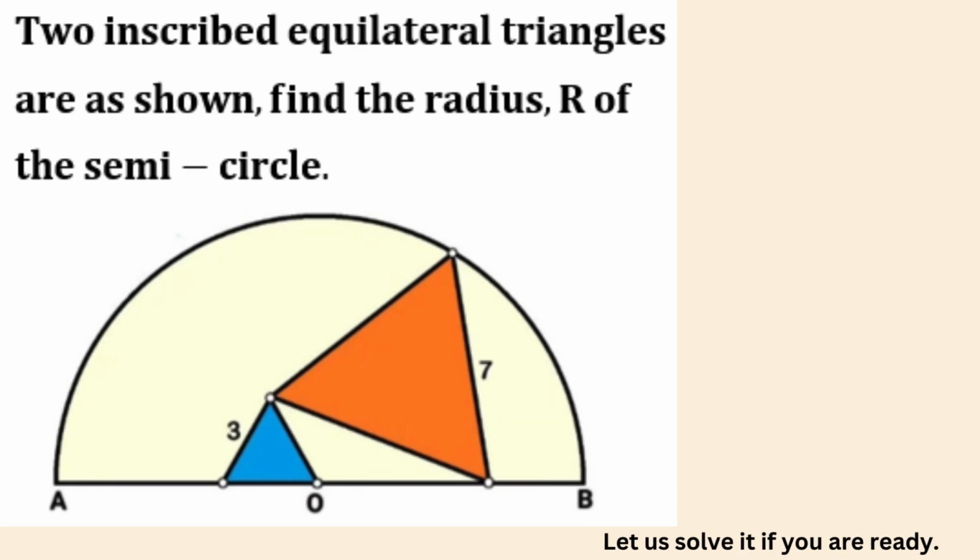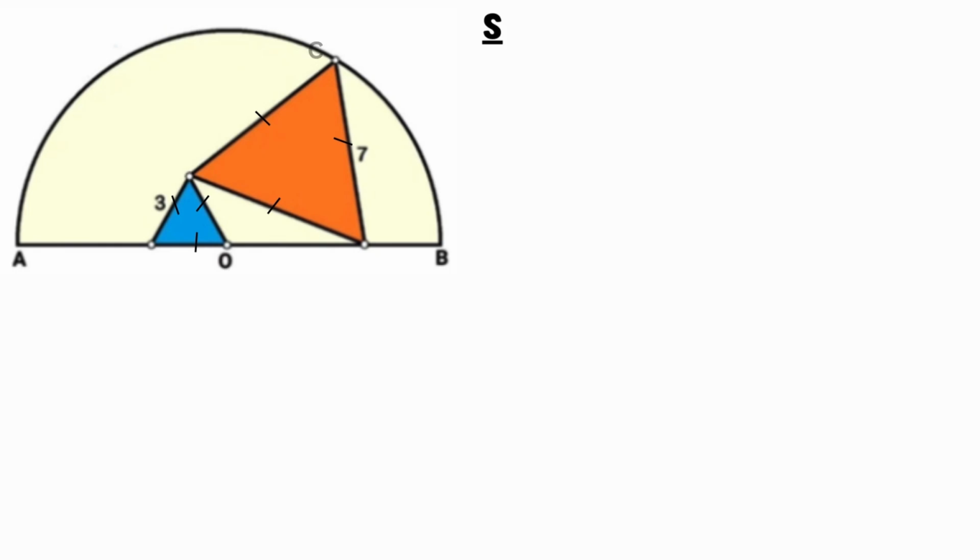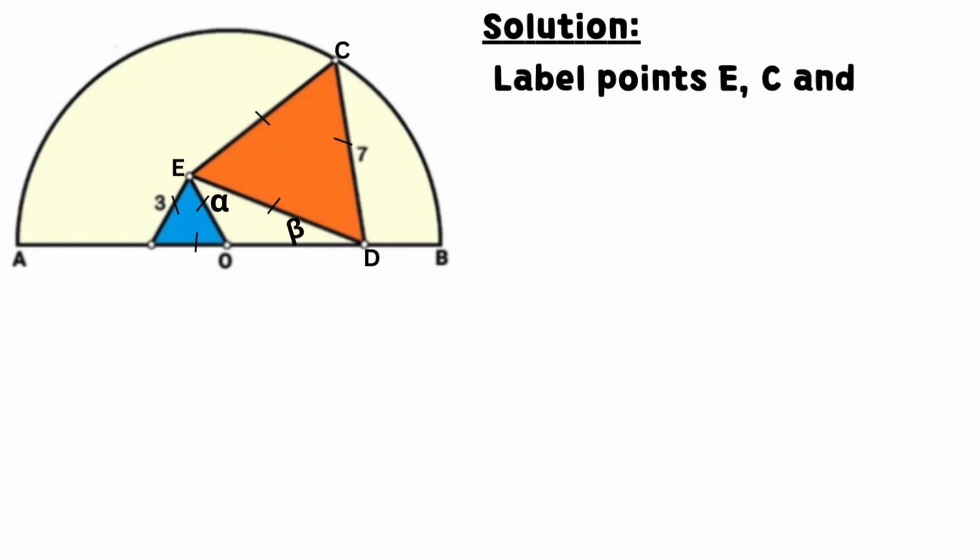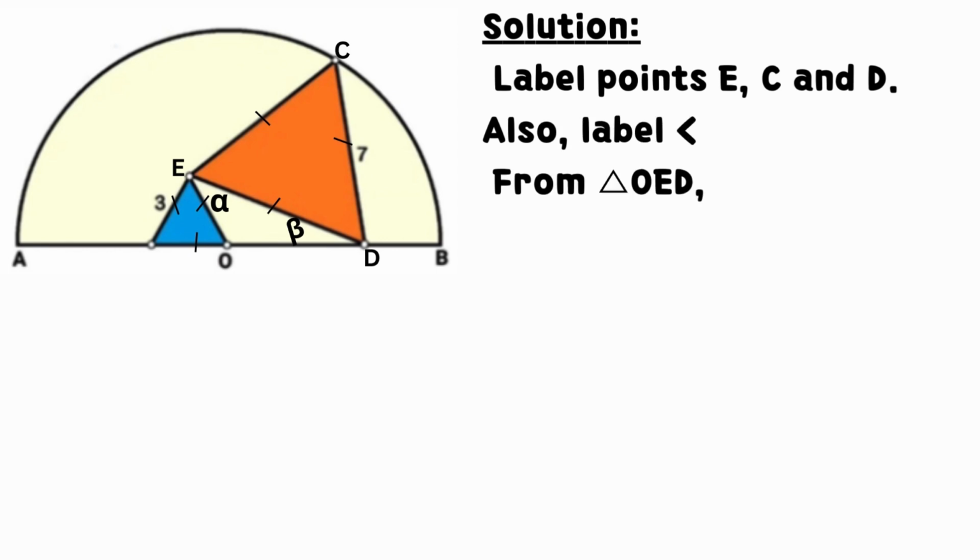Two inscribed equilateral triangles are as shown. Find the radius, r, of the semicircle. Label points E, C, and D.